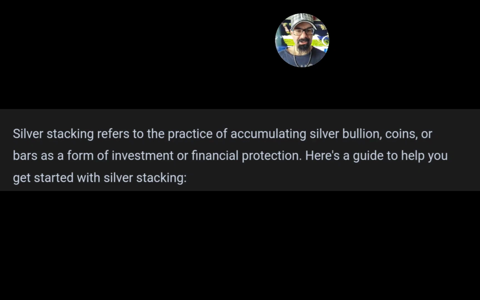So silver stacking refers to the practice of accumulating silver bullion coins or bars as a form of investment or financial protection. So here's a guide to help you get started with silver stacking. So I like to break it down like this. Yes, I do like to show a lot of definitions and a lot of information, but the more I beat this into your brain, this is what I used to learn.